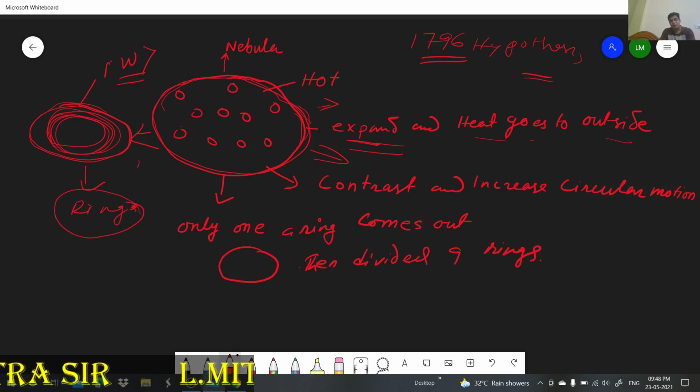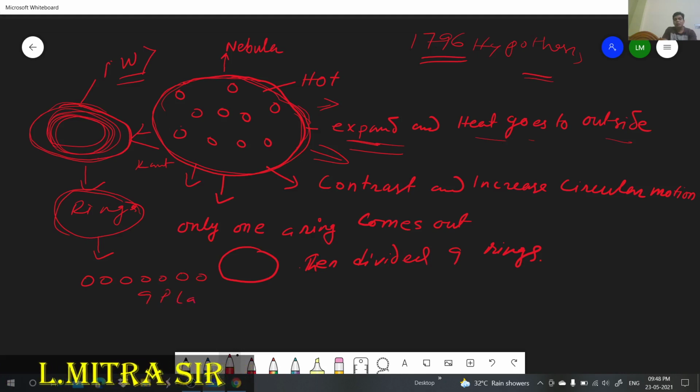In the case of Kant, he said that 9 rings come out from the nebula, but in the hypothesis of Laplace, he assumed that one ring comes out, and that one ring is divided again into 9 rings, or 9 planets. So this is all about the theory of Laplace.